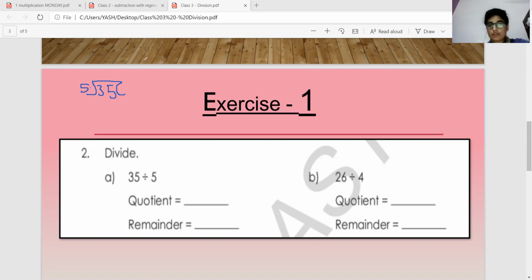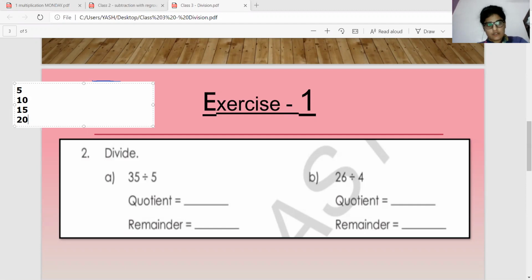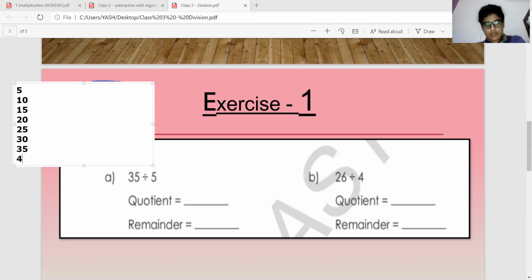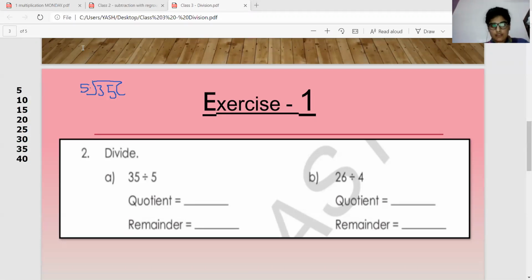So recall the table of 5. Let's recall here. 5 ones are 5, 5 twos are 10, 5 threes are 15, 5 fours are 20, 5 fives are 25, 5 sixes are 30, 5 sevens are 35, 5 eights are 40. So can you see here we get 35. Just count 1, 2, 3, 4, 5, 6, 7.